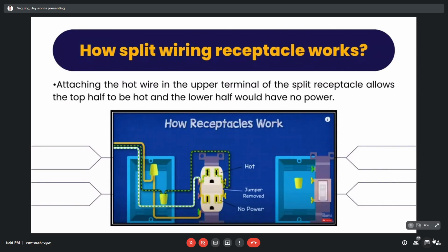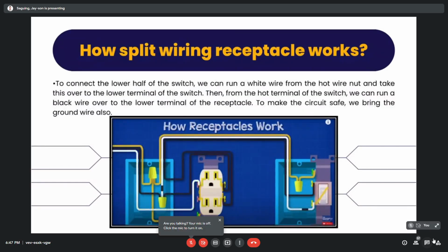Since the jumper is removed or ang connecting tab is removed, so it means that the two hot terminals will function differently. So they are not dependent with each other. Okay, so for the next one, let us consider the presence of the switch.